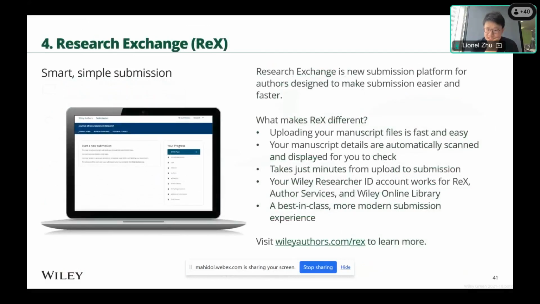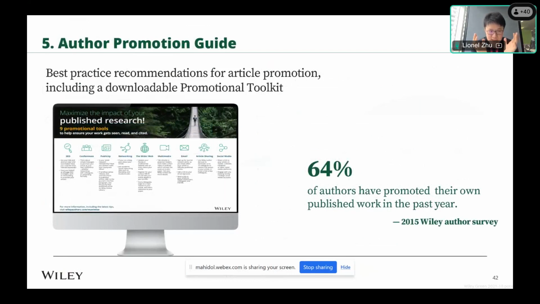As for the research exchanges, we have over 2,000 journals, and all of them are going to migrate from either Scholar One or the Editorial Manager to this platform. In this platform, we have many AI tools, including promotions. As I said, we value the influence and the impact of a certain paper, not only getting published.